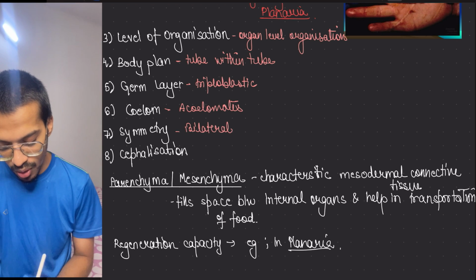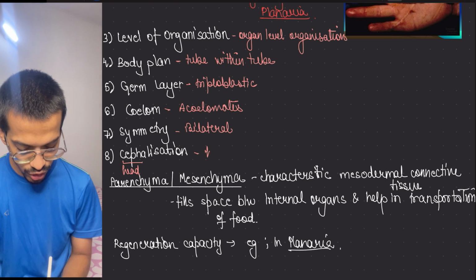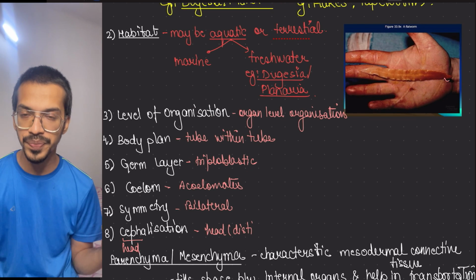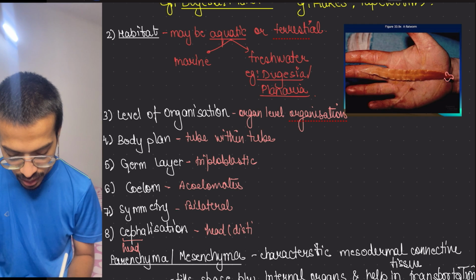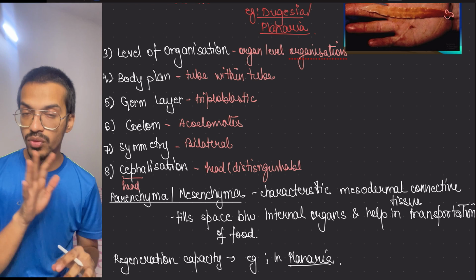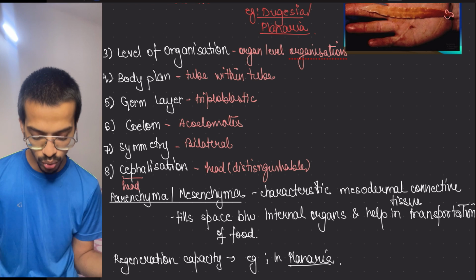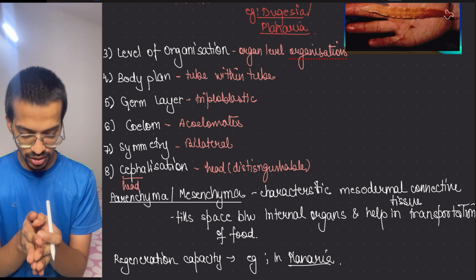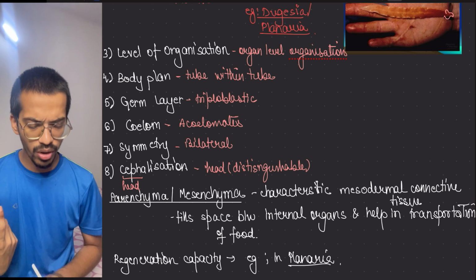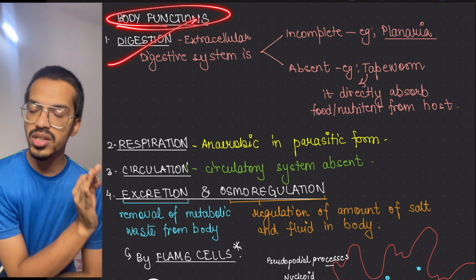Cephalization. Cephala itself means head. So head distinction is there, meaning you can simply see a head kind of structure present in their body, distinguishable. Then there is parenchyma, mesenchyma, which is characteristically mesodermal connective tissue that connects the internal tissue layers and helps in transportation of food and everything. Regeneration capacity we already know. Let's come to the next thing, the body function. First is digestion. There is extracellular digestion.